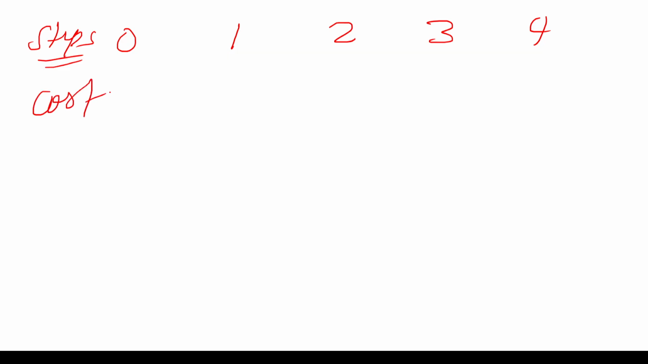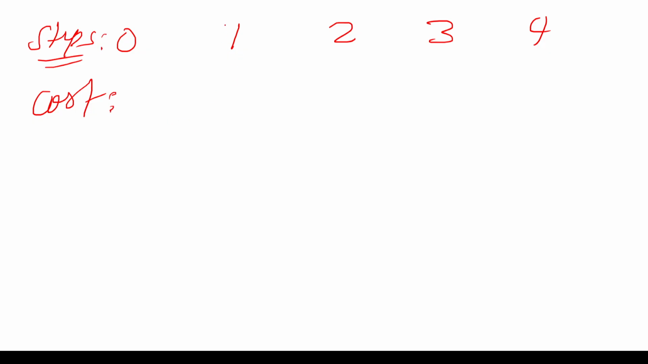Let's understand. Very first we have the steps. These steps originally are 0, then 1, 2, 3, 4. These are the steps that we will take. If you are at step 0, there is no cost there, so we'll take the cost here as 0.